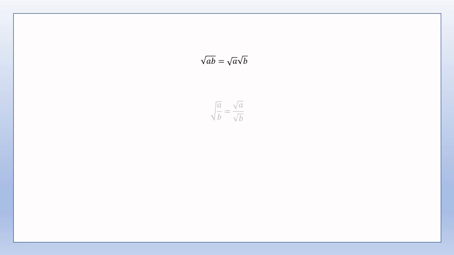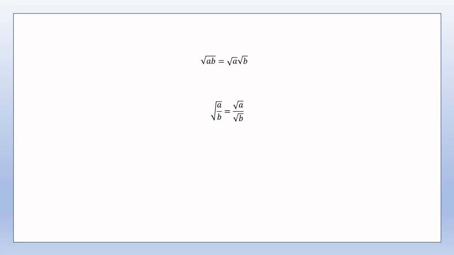The next law is the square root of a divided by b equals the square root of a divided by the square root of b. In this law we require a to be greater than or equal to 0, but b to be strictly greater than 0. And for both of these laws, we will usually consider a and b to be integer valued in this video, though arguably they don't have to be integer valued.